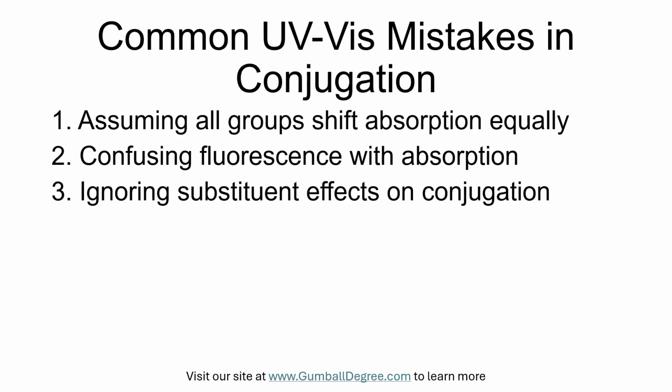A quick tip is to draw the conjugated pi system, count how many atoms participate, and consider whether attached groups push or pull electron density to predict the direction and size of the shift.